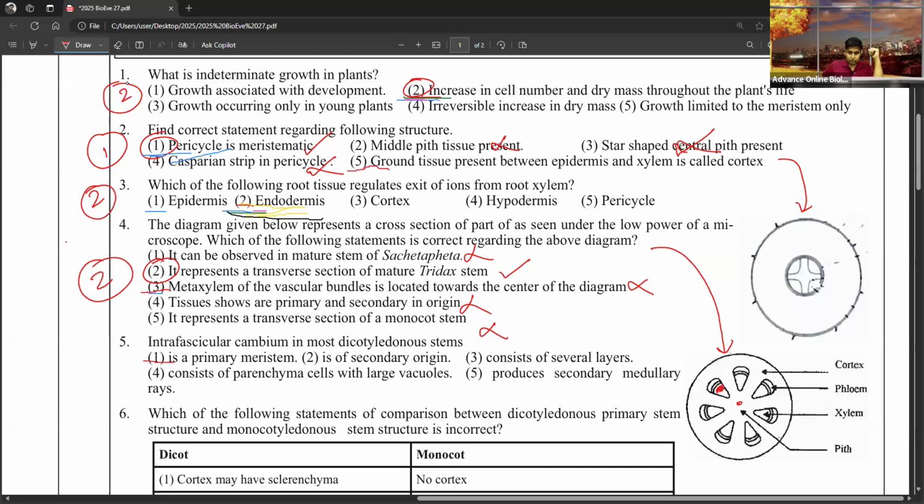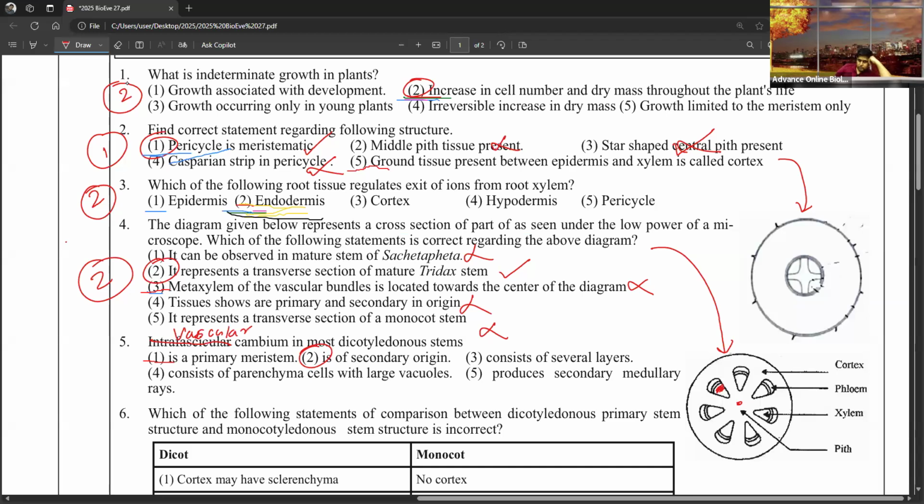Right, question number 5, people. Intrafascicular cambium in most dicot stems. Now we don't discuss intrafascicular and interfascicular cambium in detail. We take it as vascular cambium. Vascular cambium in most dicotyledonous stems is a primary meristem? It is of secondary origin, correct.